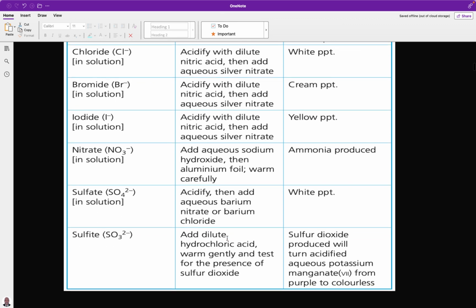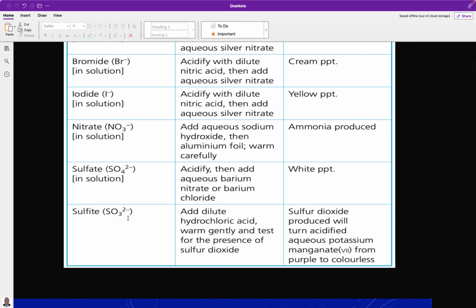But if it is a solution containing sulfite ion, add dilute hydrochloric acid, warm gently, and test for the presence of sulfur dioxide. Then our observation will be that the sulfur dioxide produced will turn acidified potassium manganate(VII) from purple to colorless.